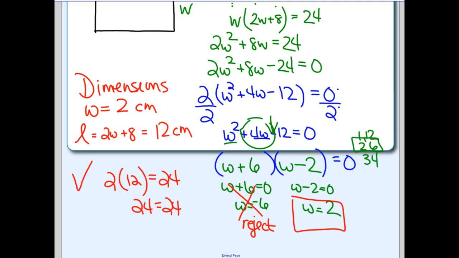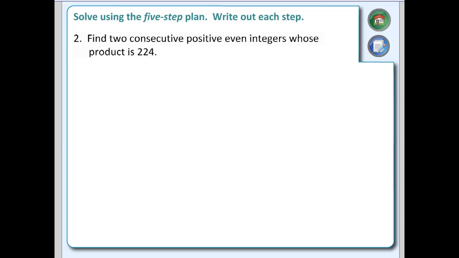All right, let's go to the third type, and let's look at number 2. It says use the 5-step plan, write out each step. It says find 2 consecutive positive even integers whose product is 224. Now, we haven't seen this word in a while. Consecutive even. Okay, and we're supposed to find 2 of them. So if I need 2 of them, how many let statements do I need? That's right, and step number 1 is let statement, so I'm going to let n equal my first integer.